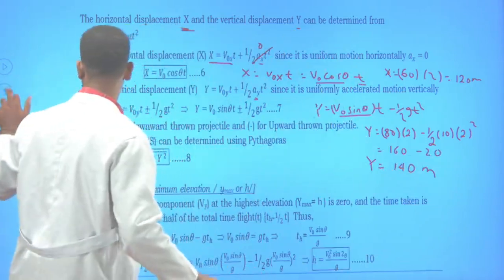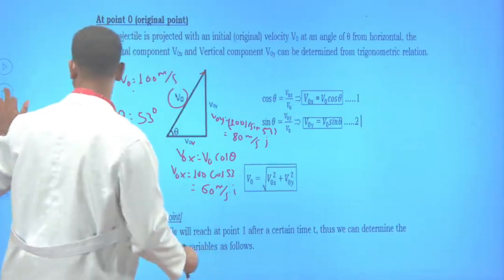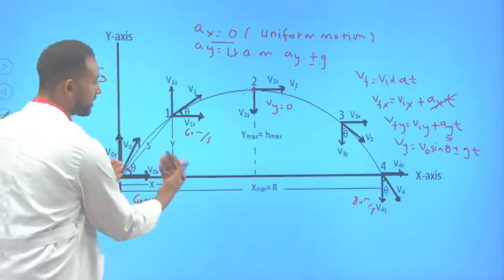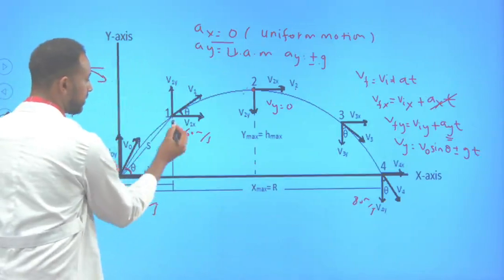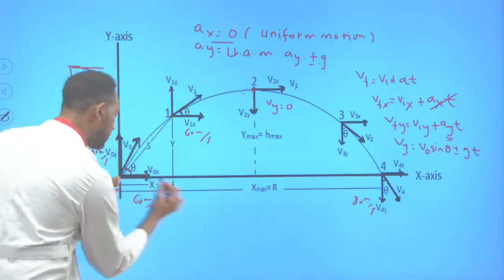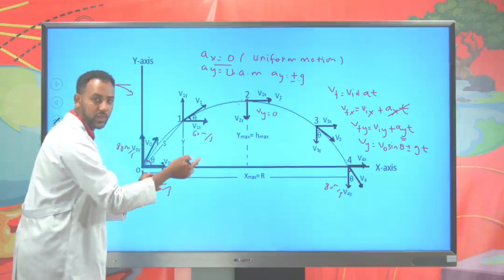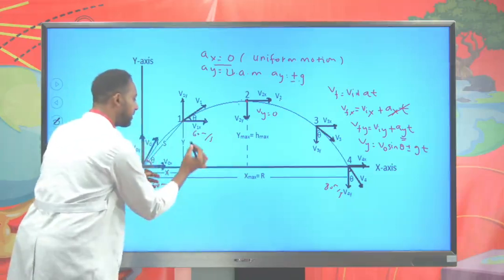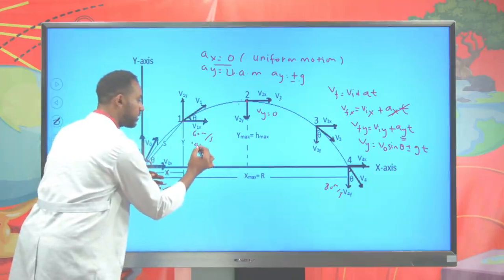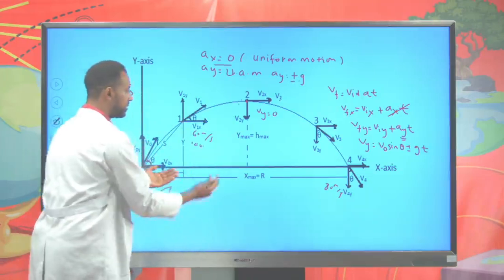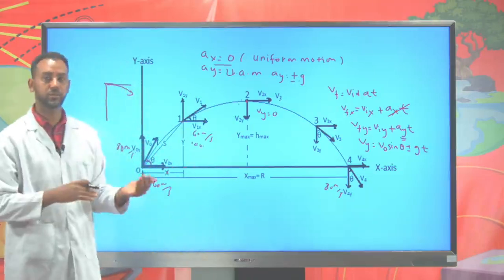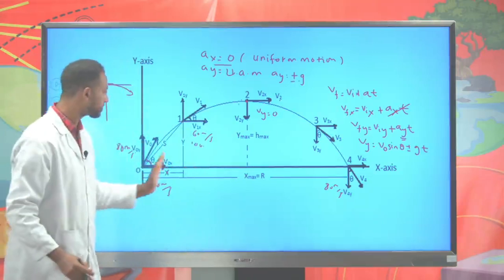Let's see our projectile here. Suppose after 2 seconds it reaches here. The horizontal displacement x is 120 meters, and the vertical elevation becomes 140 meters. So it is possible to determine the horizontal and vertical projection.